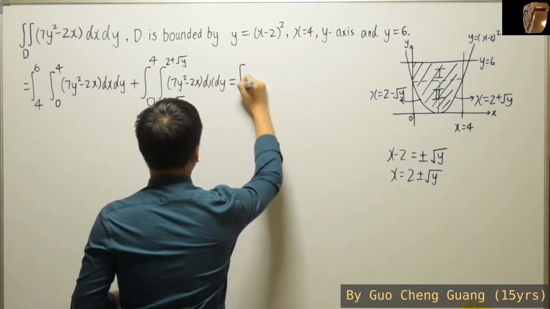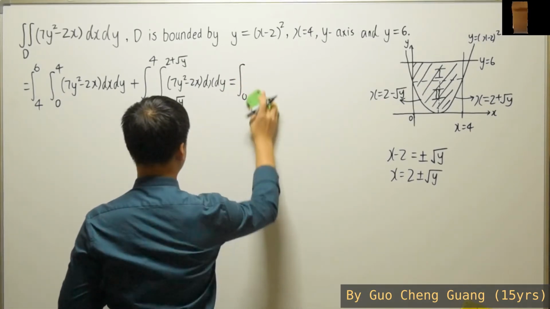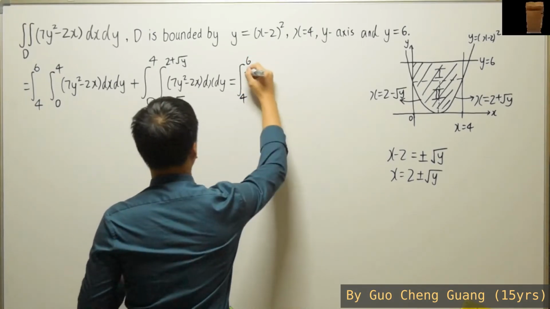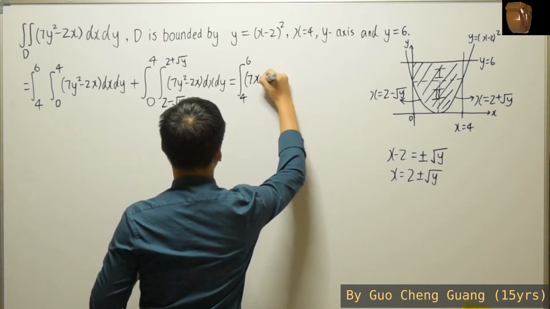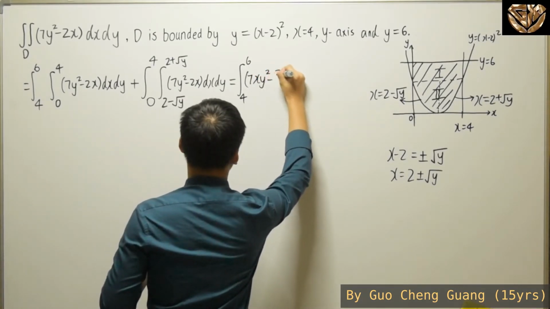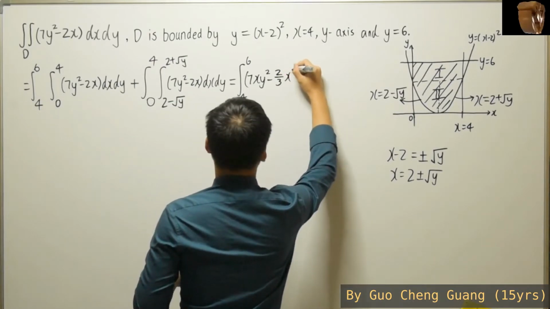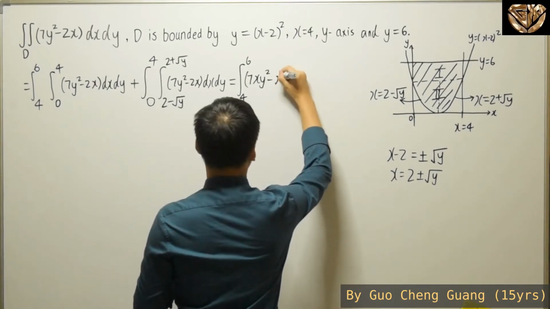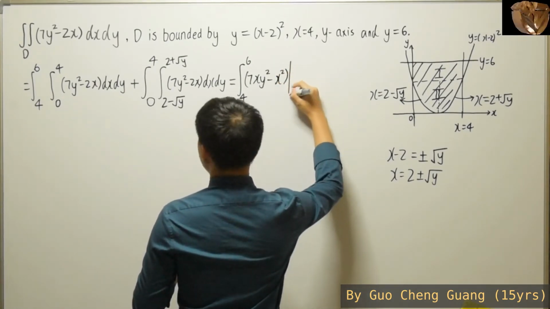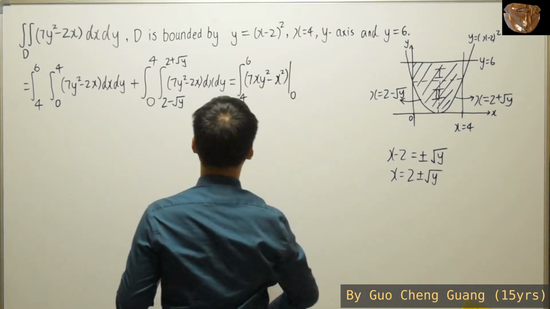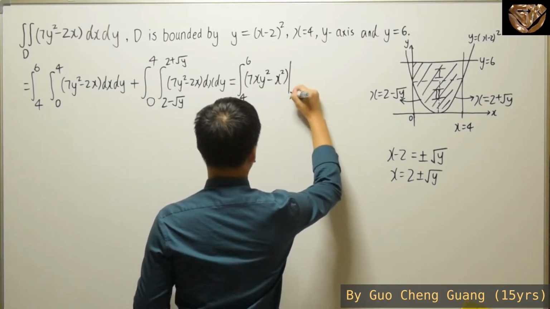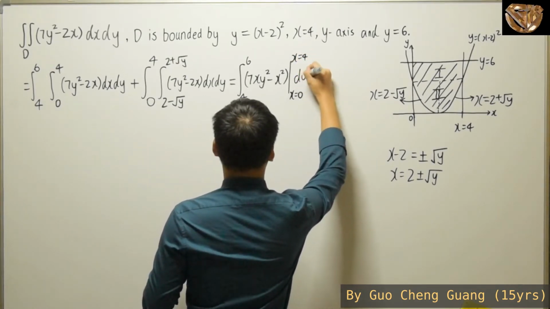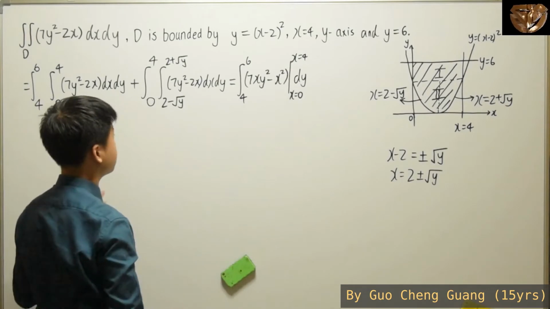Now we take a look at the first part where you have integrated from 4 to 6. And inside here you have 7xy squared minus 2 over 3x. Whoops, sorry, this is just x squared. And then you have to substitute in 0 and 4, or more specifically, x is equal to 0, x is equal to 4, and then of course dy. Alright, so that's your first term.